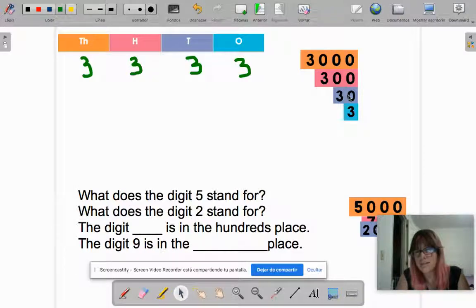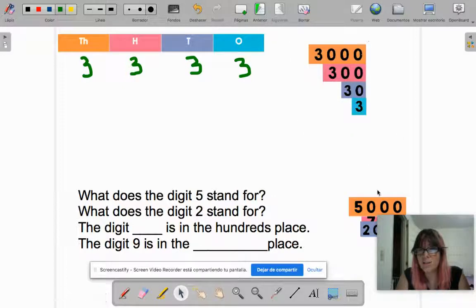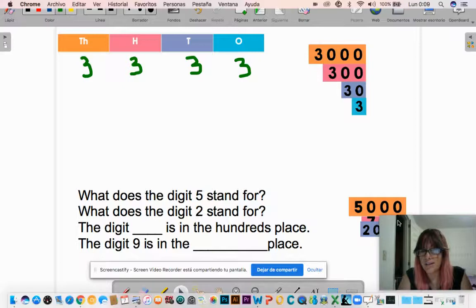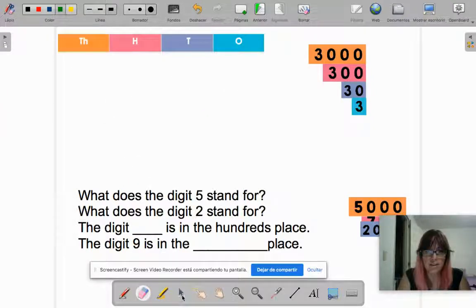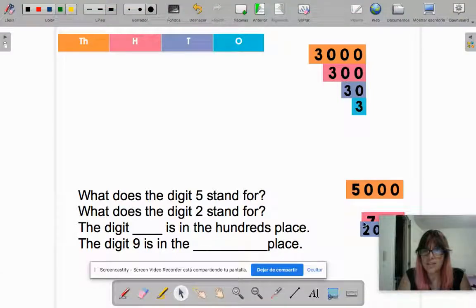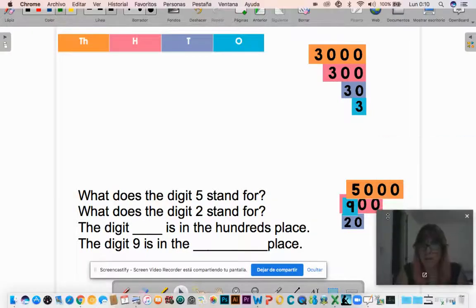Now this was kind of easy because it's the same number. Now let's practice with different digits in each number, okay? Let's erase this, our super cool eraser, there it is. So now I'm gonna tell you a number, let's write it first.